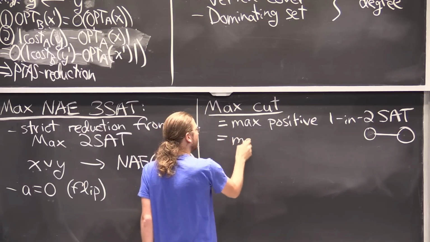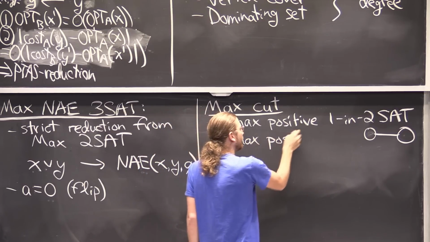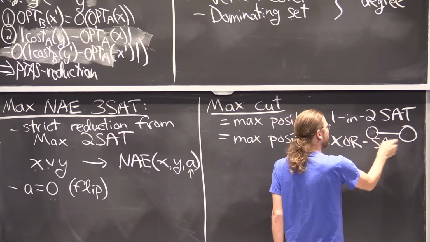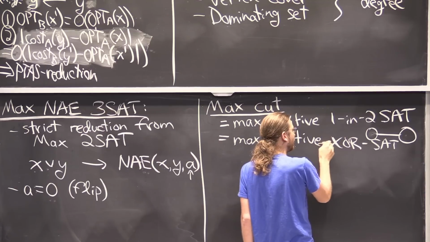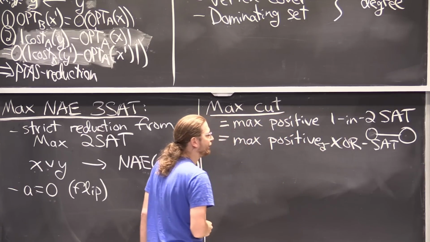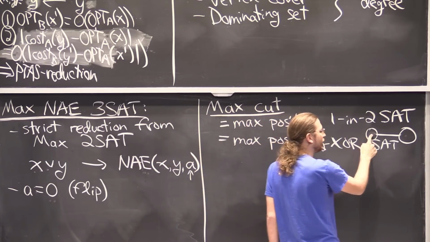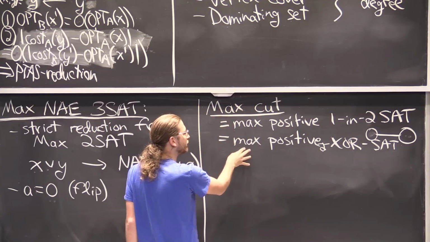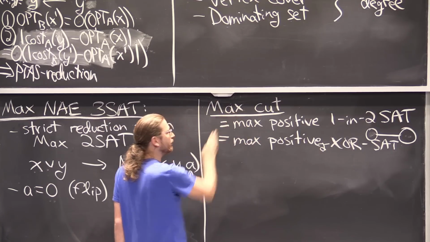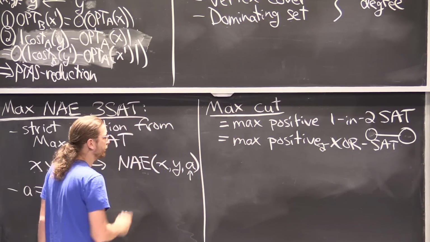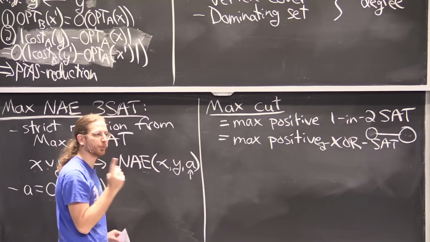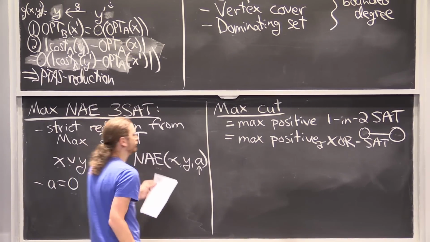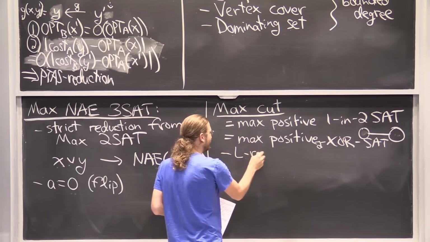And you can also think of it as max positive XOR sat. Maybe I should call it 2 XOR sat. Same thing, it's just every constraint is of the form this XOR this. You want to maximize the number of those constraints. So a lot of these problems have different formulations depending on whether you're thinking about logic or thinking about a graph problem. So we're going to get all of these with one reduction. And it's going to be from probably this one. Yes, it's great. Great chain of reductions here.